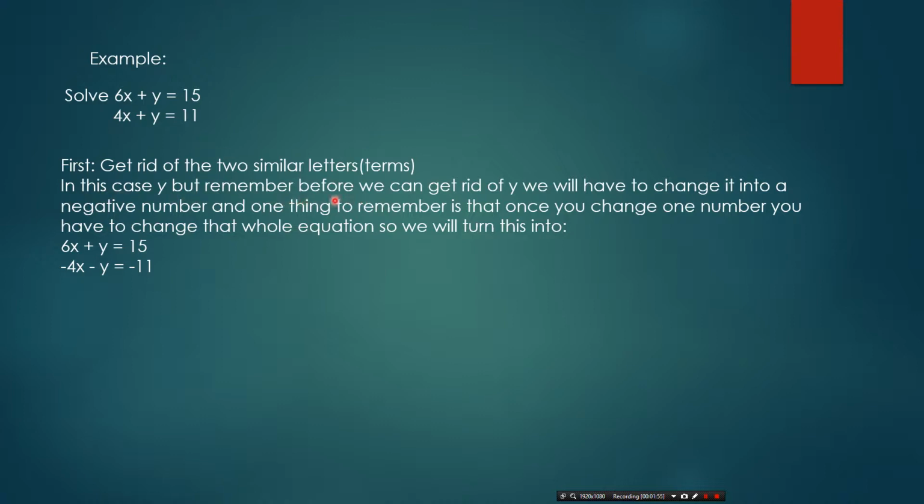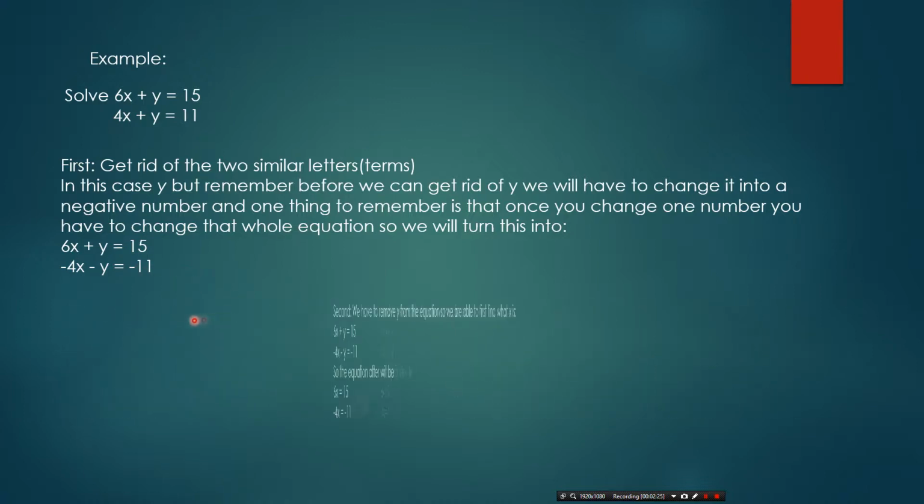Since both y terms are positive, we have to change one into a negative to be able to remove y. So we change the plus into minus. And remember, whenever you change one sign in a whole equation, you change the signs of the whole equation. So if everything is positive here, everything will turn negative: minus 4x minus y equals minus 11.